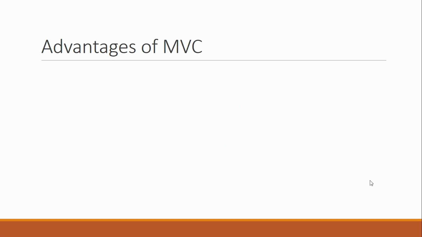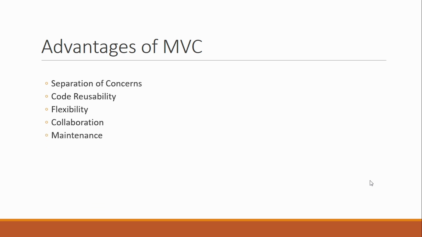The MVC pattern offers several advantages for software development. By separating the application into three components, it allows for greater flexibility, collaboration, and maintenance. Additionally, code reusability and separation of concerns make it easy to develop and update individual components independently. These advantages make MVC a popular and effective design pattern for building scalable and adaptive applications.